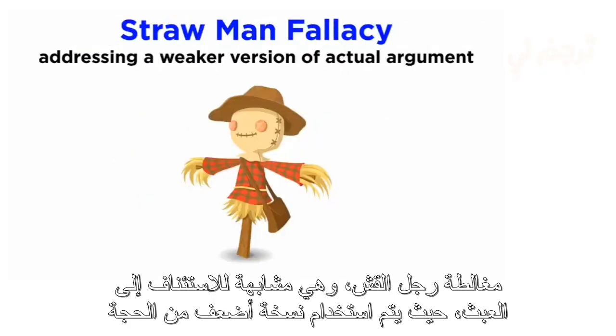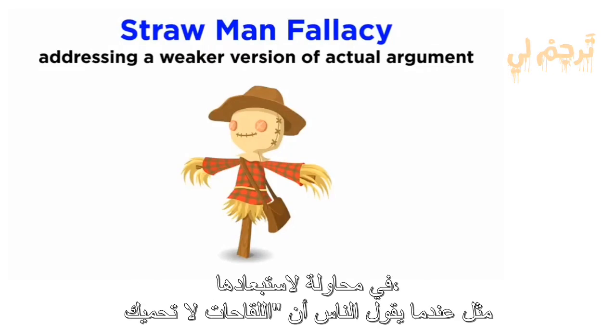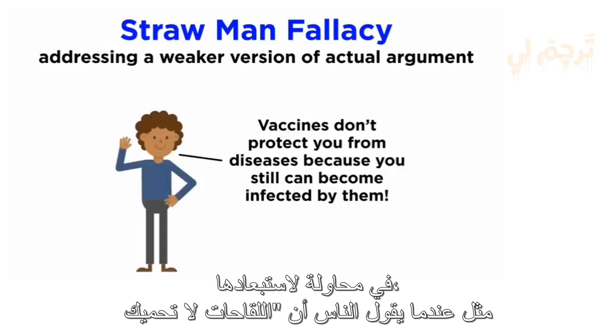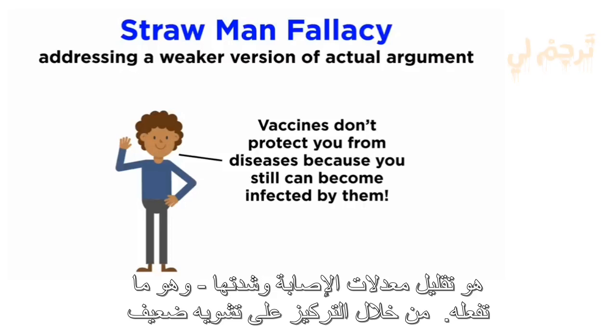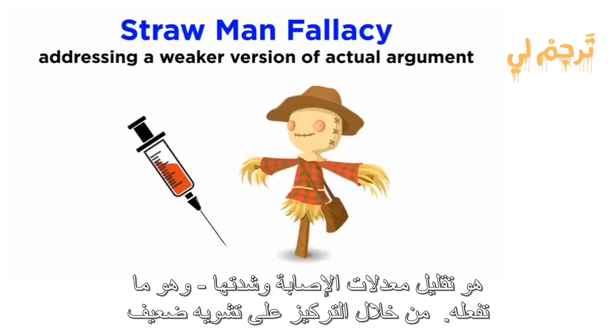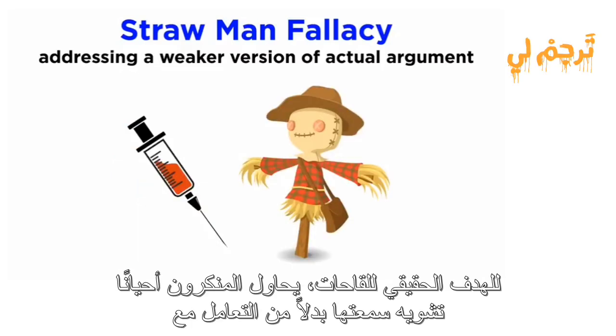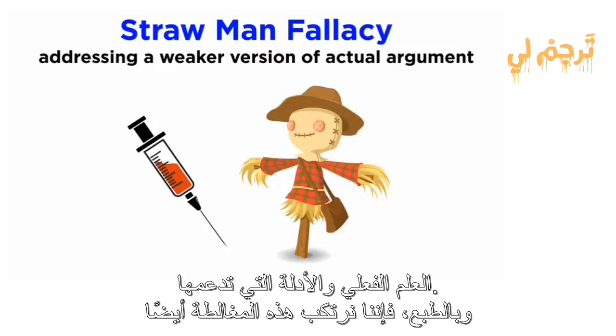Another one is the straw man fallacy, similar to the appeal to absurdity, where a weaker version of an argument is used in an attempt to disqualify it, such as when people say that vaccines don't protect you from diseases because you still can become infected by them, when the objective of vaccines is to diminish infection rates and severity, which they do. By focusing on a weak distortion of the real goal of vaccines, negationists sometimes attempt to discredit them instead of dealing with the actual science and evidence behind them.